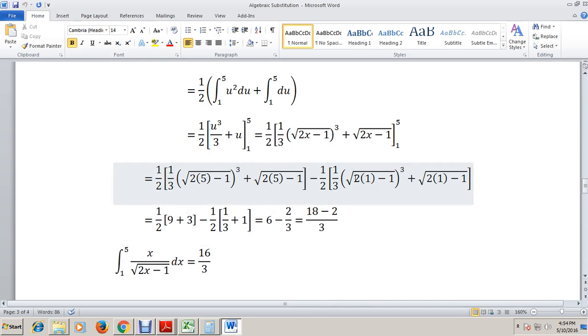Okay, so next, we have 2 times 1 gives you 2. 2 minus 1 gives you 1. So this is simply 1.